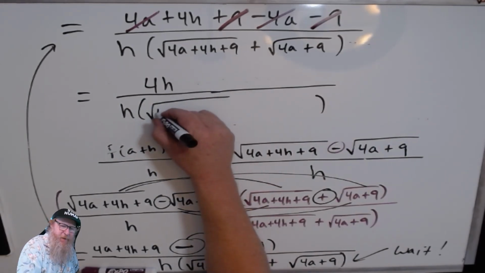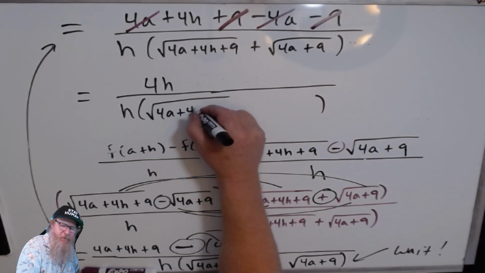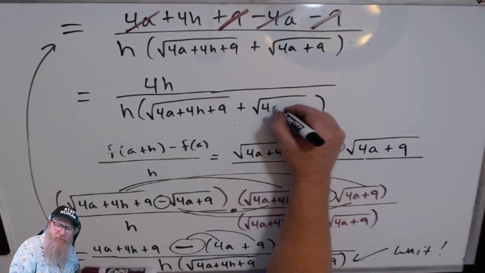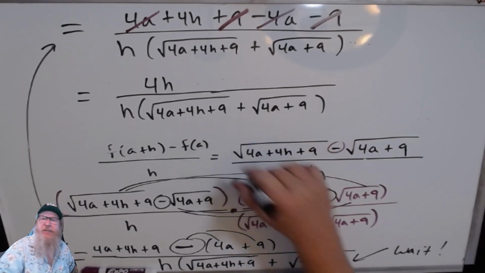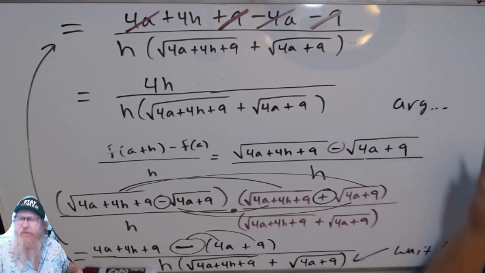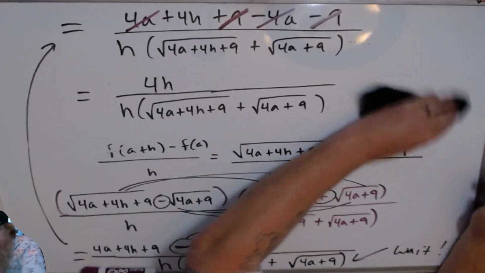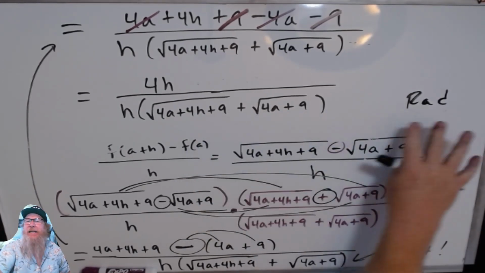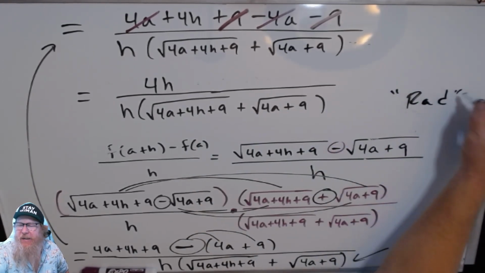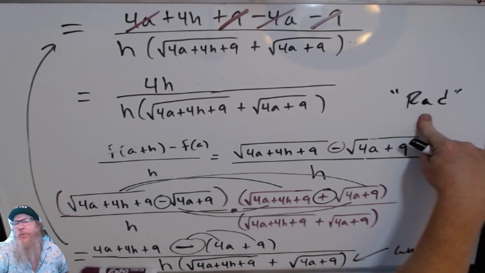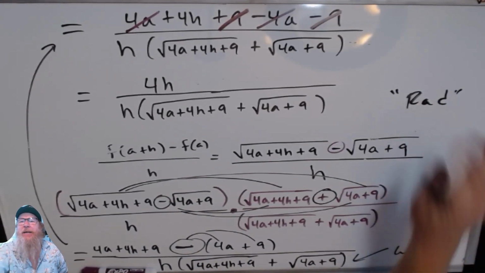I always get tired of writing this denominator over and over again. In my own notes, when I do something like this, I just write "arg" for argument, or sometimes "rad" for radicand, just to make a note to yourself. When you know you're going to copy the same thing over and over again, it's much quicker just to write rad, rad, rad, rad, rad.